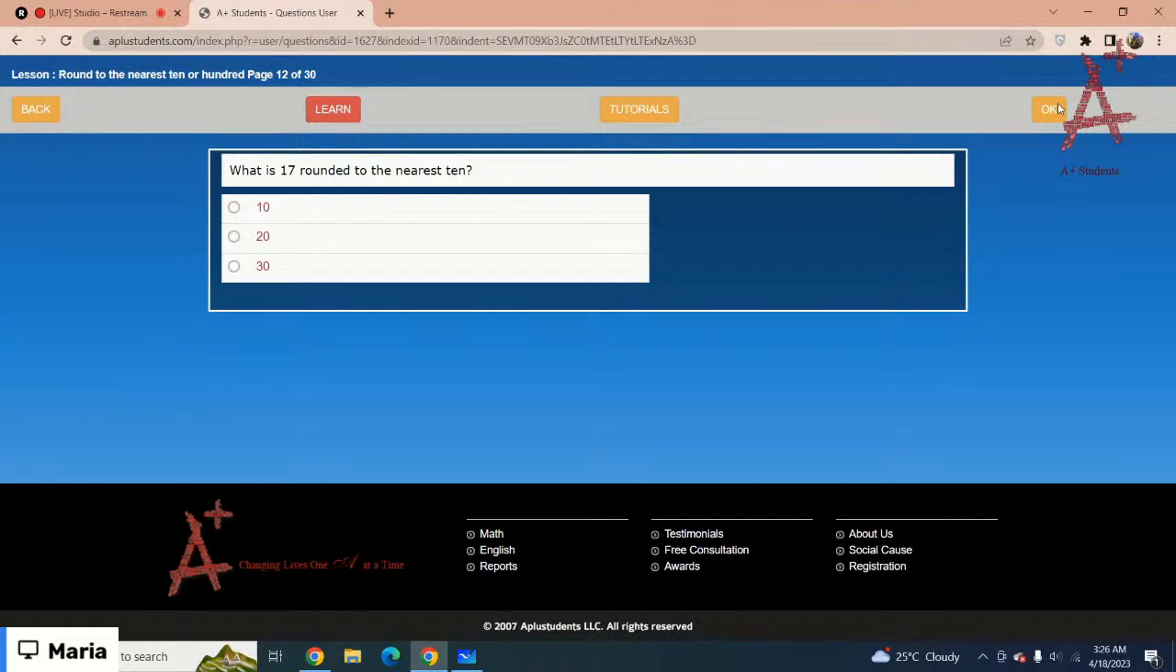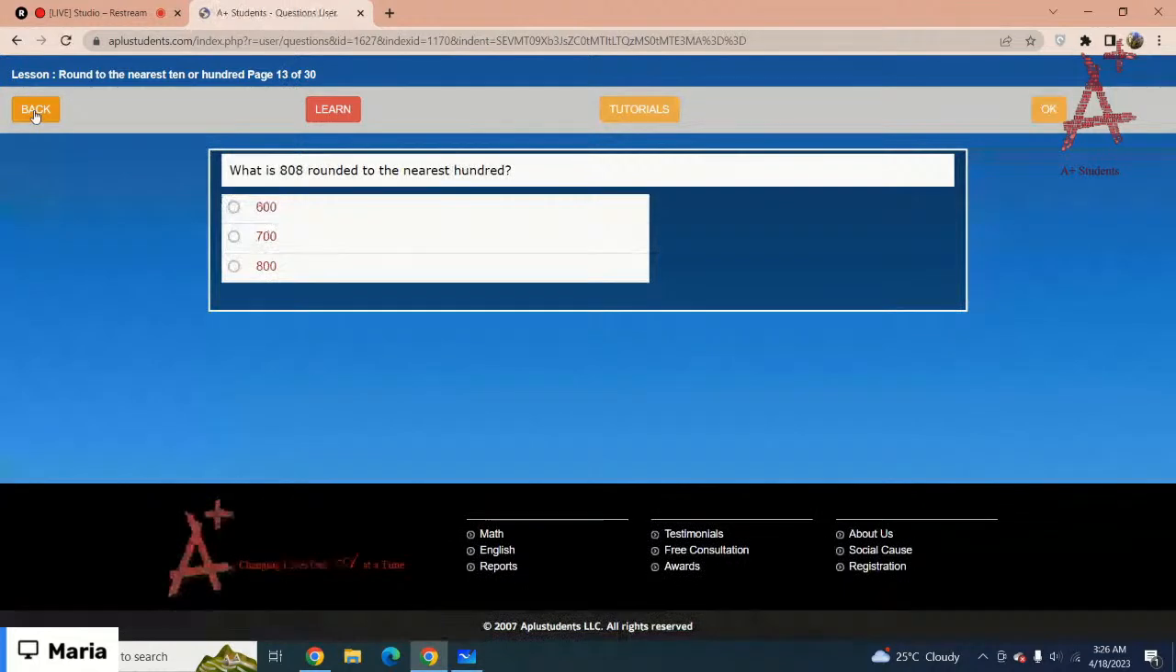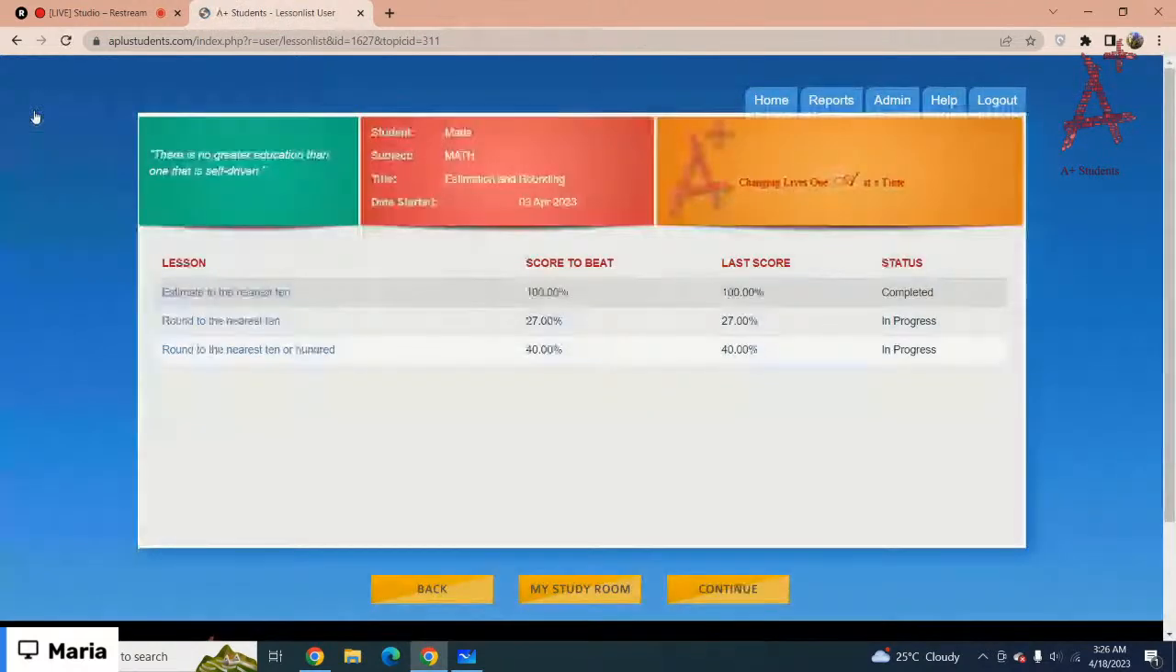17 is rounded off to 20. Got it? Okay, you can complete the test by yourself later today. So if you need more help with the lesson, you can contact any tutor on the Skype. They are available from Monday to Friday, 5 to 9. Got it? We are done with the chapter estimation and rounding.